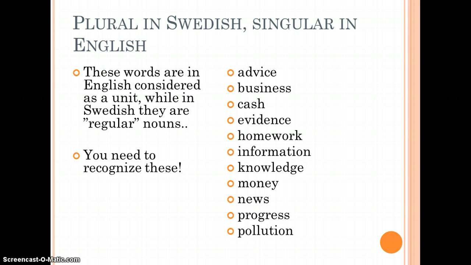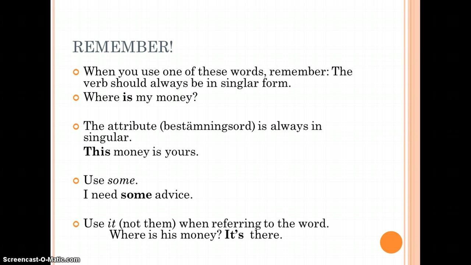You have advice, business, cash, evidence, homework, information, knowledge, money, news, progress, and pollution. And the interesting thing with this is, of course, that you have to conjugate the verb in the singular form. You also need to learn how to recognize these nouns. Remember, when you use one of these words, the verb should always be in singular form.